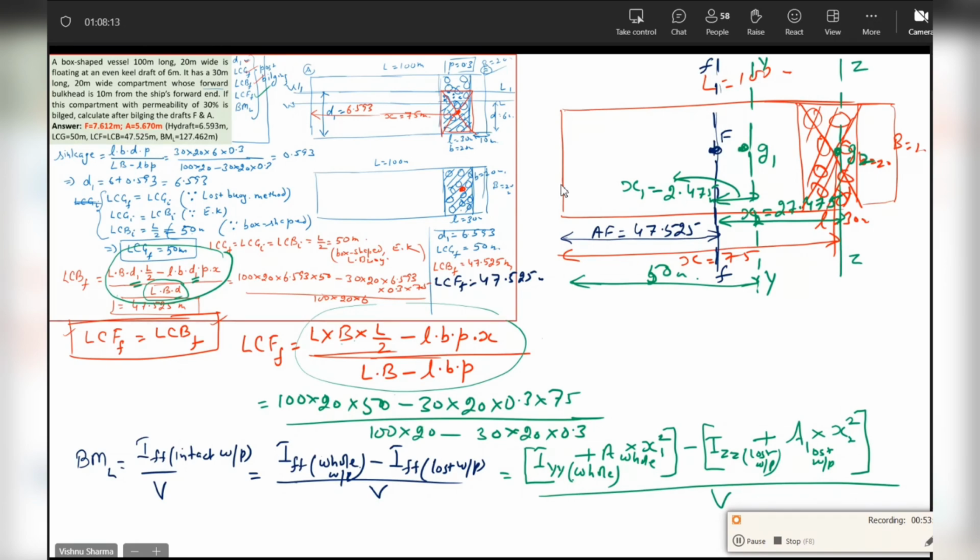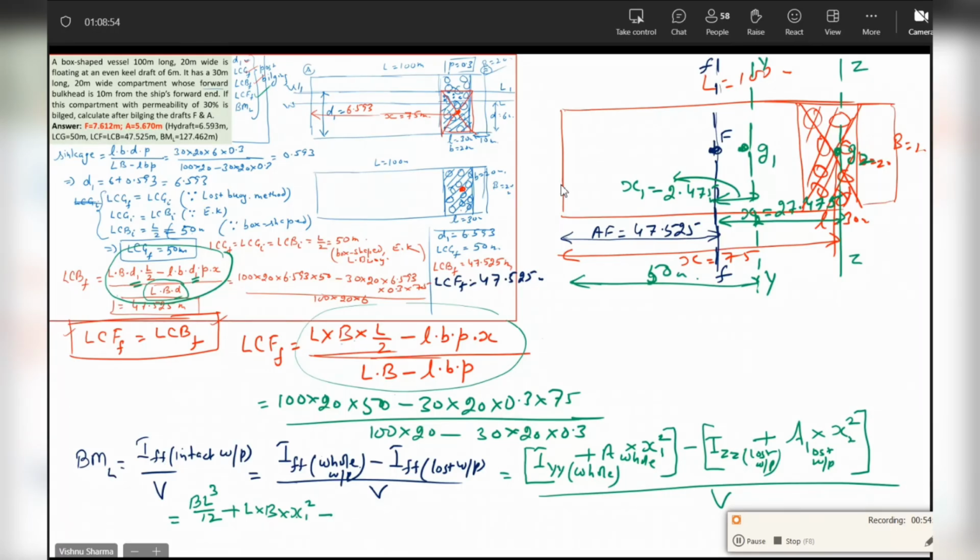Now, I will put these in the notational form. Whatever I'm writing, if you write this much, that is good enough, and this is what is going to guide you automatically. I look at the diagram. Please tell me what will be in the notational form IYY of the whole water plane. BL cube upon 12. Yes. What is the whole water plane area? L into B. What is x1? It is x1 square. Now I'm opening the box bracket before I make mistakes. What will be IZZ? So minus IZZ.